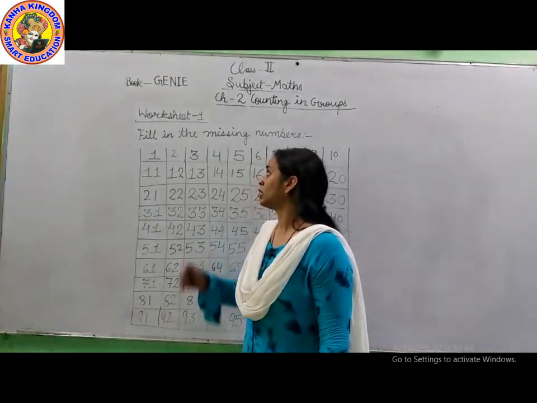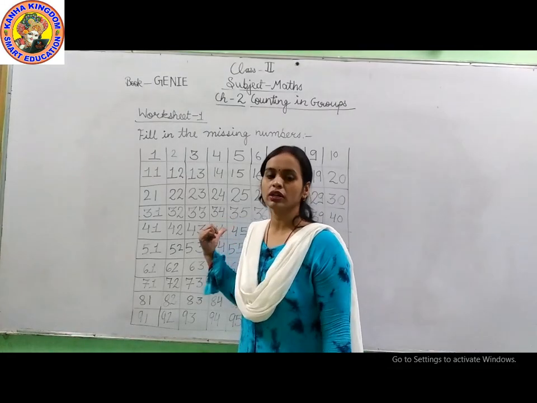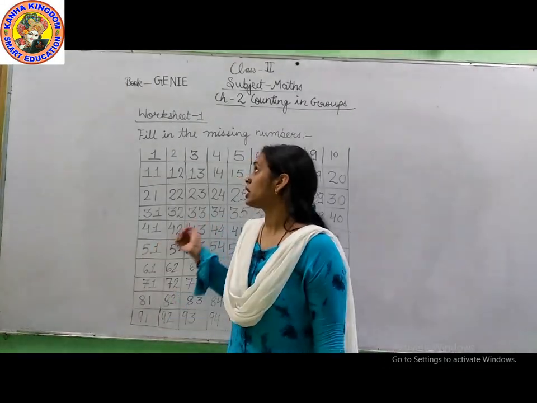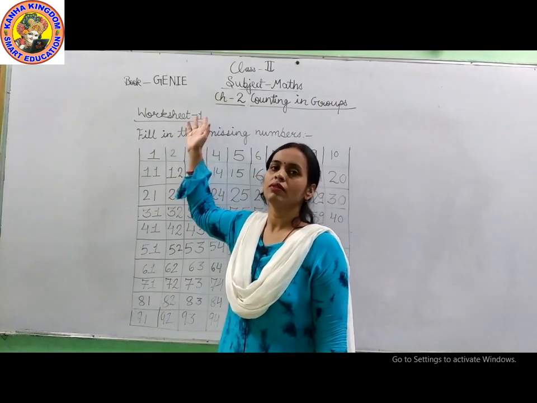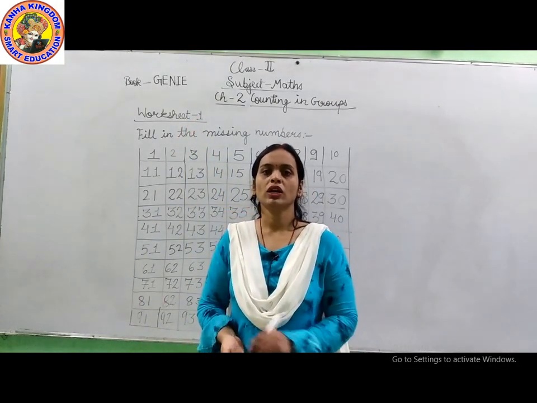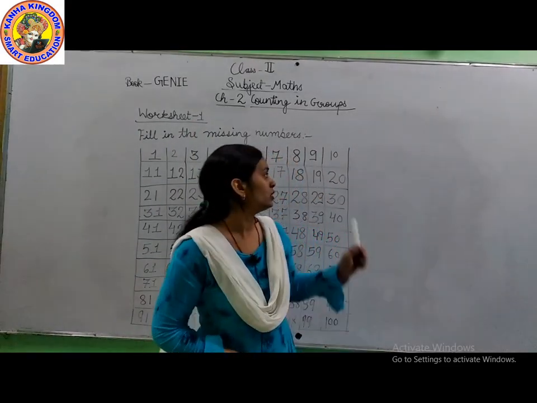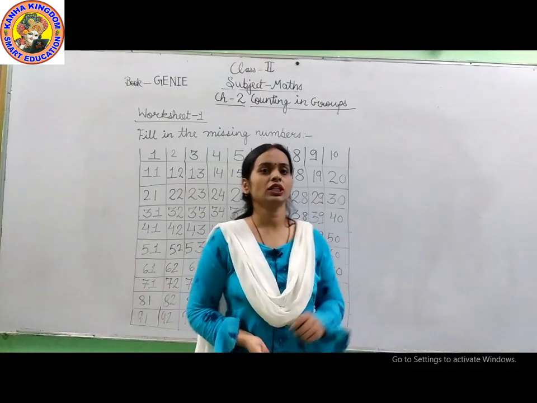Okay? So write down this in your Genie book, and worksheet number 2 is just like worksheet number 1. Fill the missing number. So worksheet 2, do yourself at home and write down this also in your Genie book.